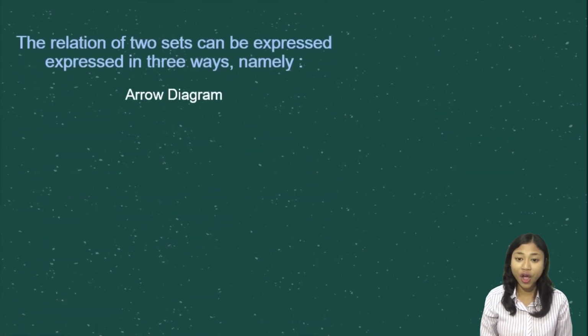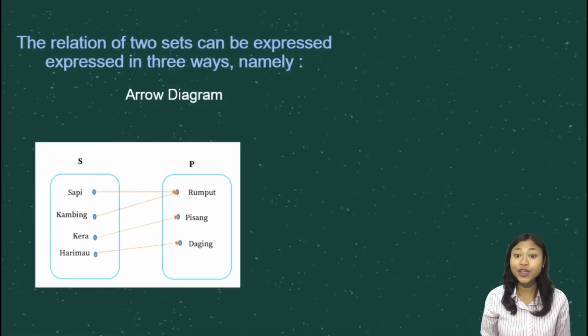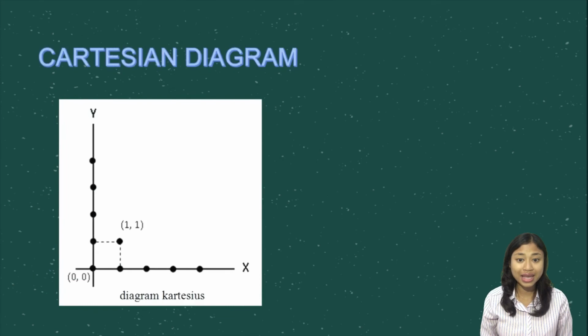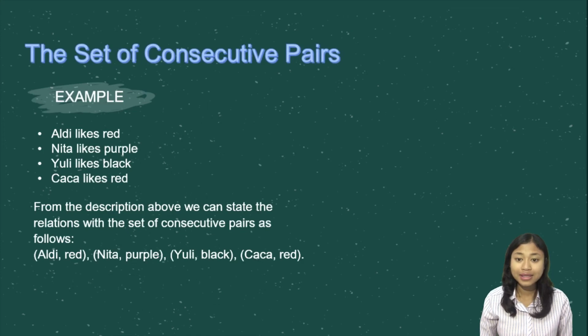The relation of two sets can be expressed in three ways, namely an arrow diagram. You can see the example of arrow diagrams. Cartesian diagram. You can see the example of a Cartesian diagram. And the set of ordered pairs.